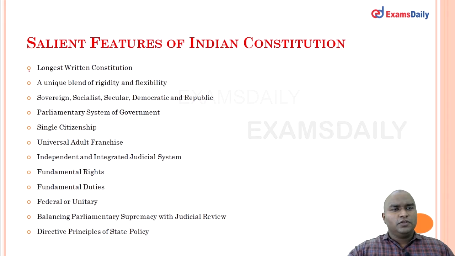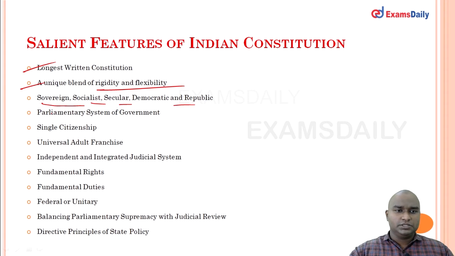Okay, the first salient feature is it is the lengthiest written constitution of the world. Indian Constitution is the lengthiest written constitution of the world. And then Indian Constitution is a blend of rigidity and flexibility. We are going to see what rigidity and flexibility of the Constitution is. And then Indian Constitution is a sovereign, socialistic, secular, democratic republic constitution. And we are also going to see the parliamentary system of the government. Indian Constitution adopted the parliamentary democracy system from the British Constitution.